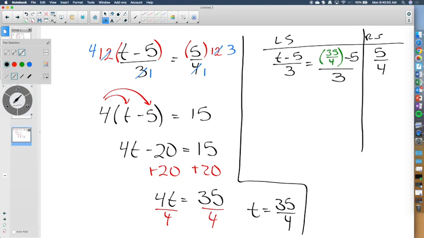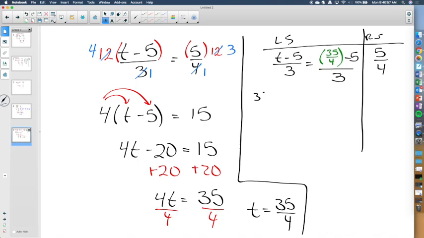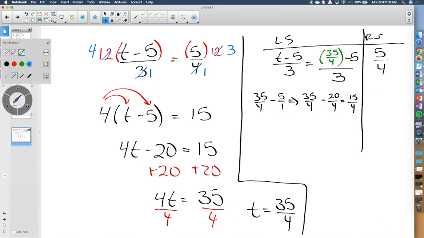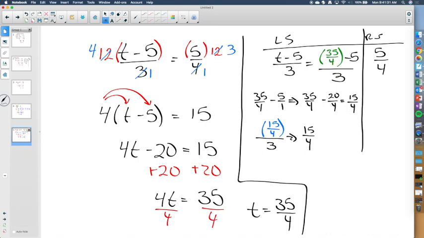So I'm going to work on that numerator. I've got 35 over 4 minus 5, which is the same thing as 35 over 4 minus 5 over 1. That's the same thing as 35 over 4 minus 20 over 4. And that gives me now 15 over 4. So I'm going to take that and put it back in for my numerator. So now I have 15 over 4 over 3. And that's the same thing as 15 over 4 divided by 3.